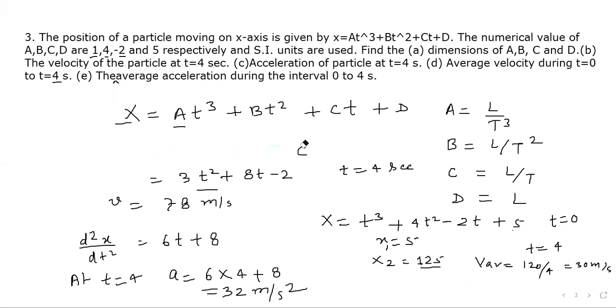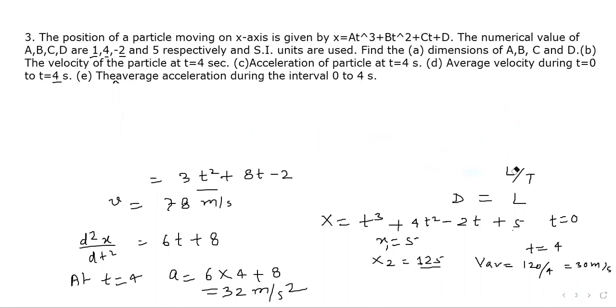Now, the average acceleration during the interval. So we can find the velocities at 2 points and then divide by time to get the average acceleration. The expression for velocity is this. So we evaluate it. V when t equals 0 will be minus 2, and V when t equals 4 seconds, we put in 4, so we will get 78 meters per second, and time is 4 seconds.